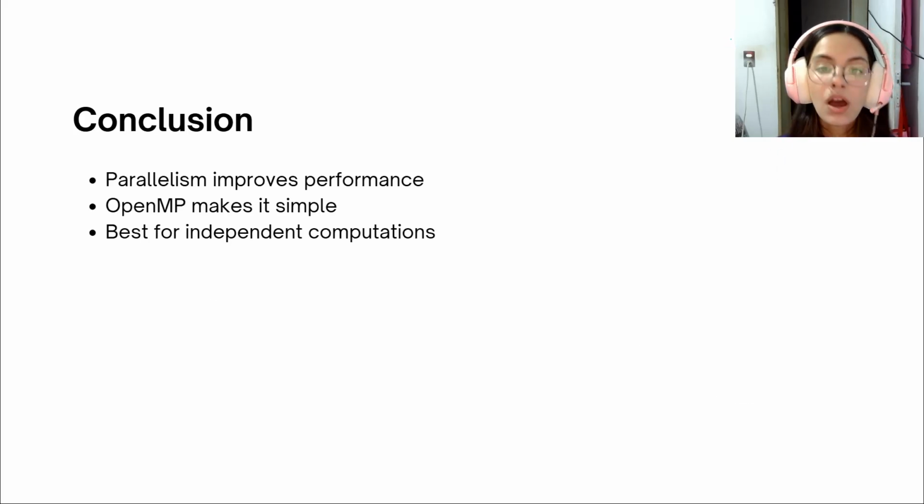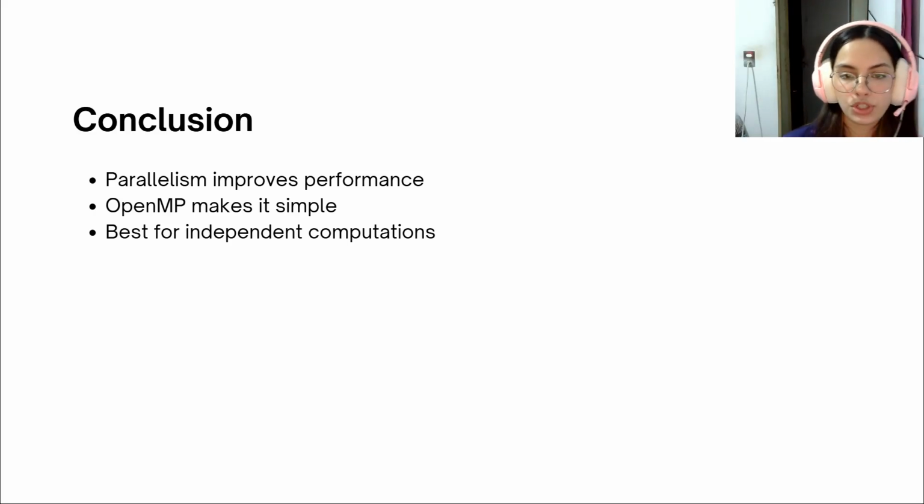In conclusion, parallelism can significantly improve performance for problems like vector addition. OpenMP provides a simple and effective way to implement parallel solutions. This approach works best when the problem has independent computations, as in this case.